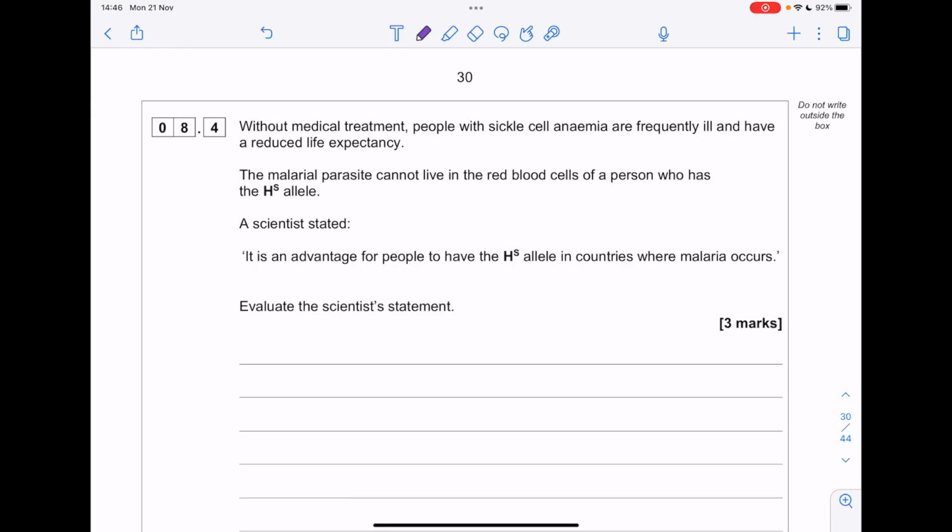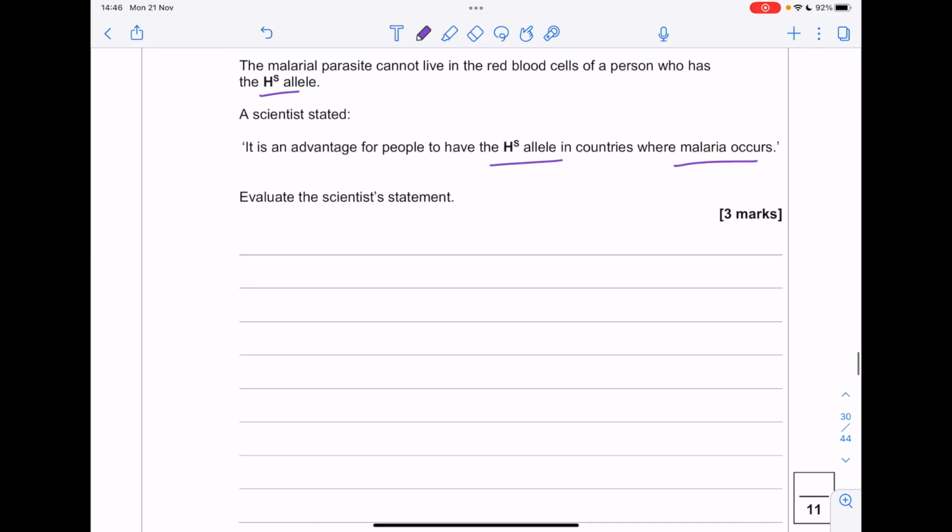Without medical treatment, people with sickle cell anemia are frequently ill and have reduced life expectancy. The malarial parasite cannot live in red blood cells of a person who has the HS allele. A scientist stated, "It is an advantage for people to have the HS allele in countries where malaria occurs." Evaluate the scientist's statement. Yes, so again, for and against.